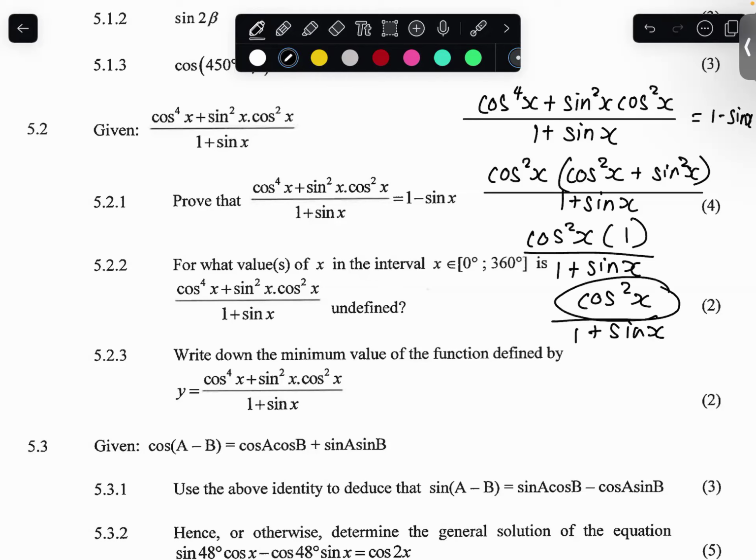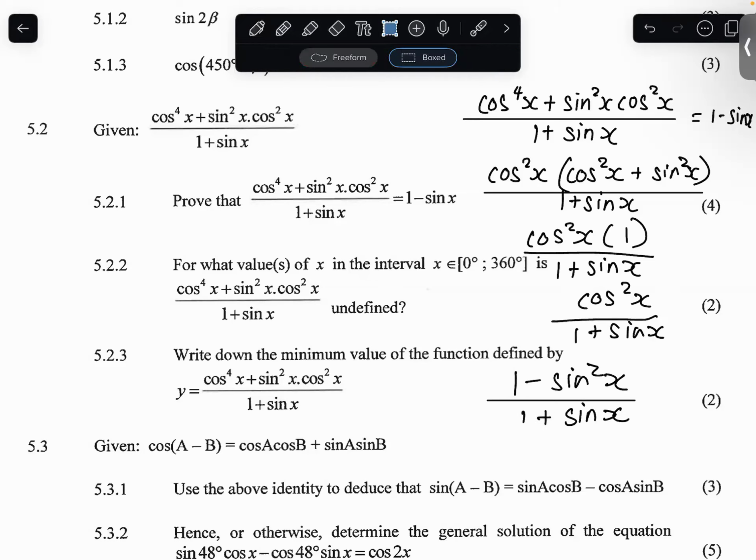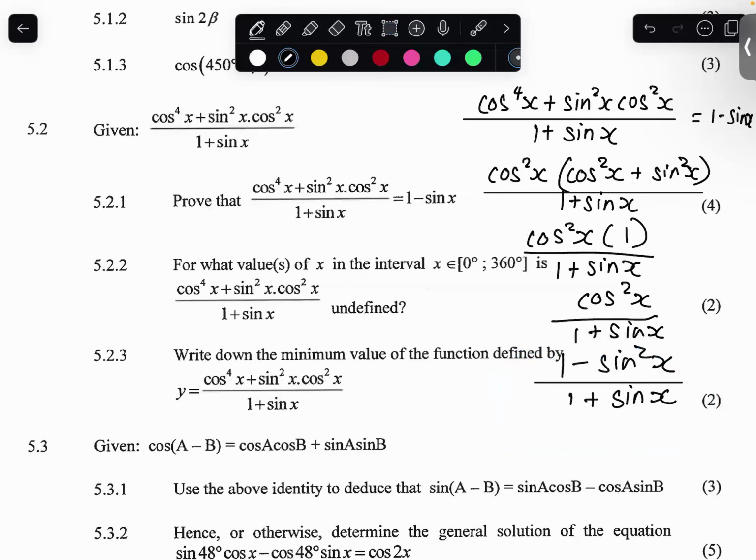This also is a grade 11 identity. It's 1 minus sine squared x. Cos squared x is equal to 1 minus sine squared x. You can't do anything in trigonometry if you don't know your theory. You need to know your identities like the back of your hand. So this is 1 minus sine squared x all over 1 plus sine x. Remember, that's equal to that.